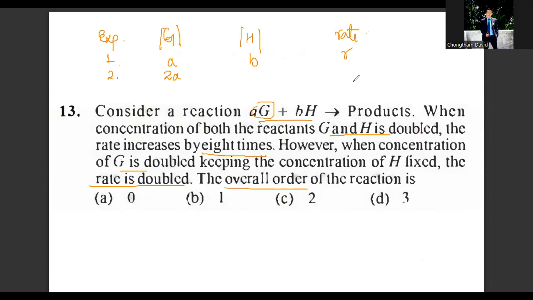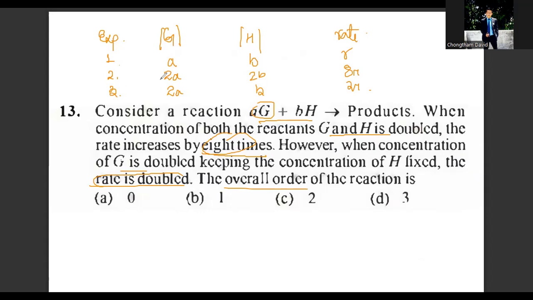Now, by the question, both the reactants are doubled. So we will write here twice A, twice B, and it says it increases how many times? 8 times. Okay. In the third case, twice A and this is B. And this increases how many times? It increases 2 times. Double means 2 times, twice R. So for experiment number 1 and 3, the rate is doubled when the concentration of G is doubled.